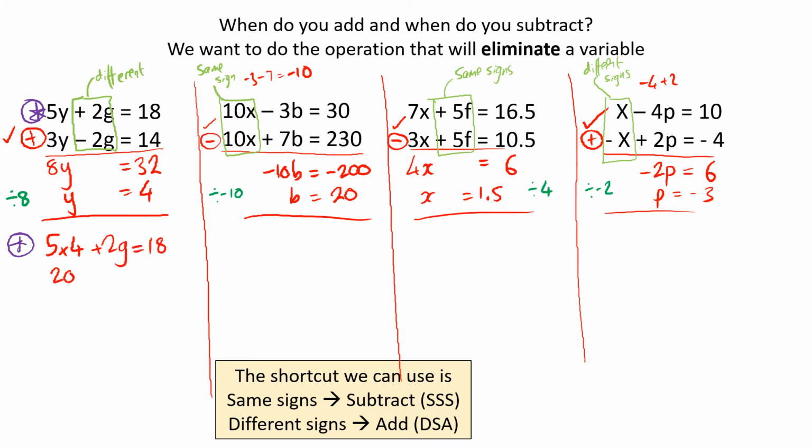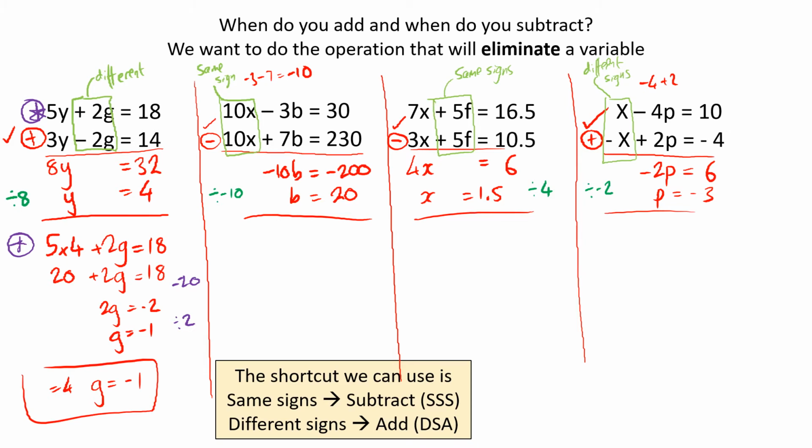And that'll give us 20 plus 2g equals 18. And then this is just an equation, and you've solved equations like this many times. Take away the 20 to get to 2g is minus 2, and then divide by 2 to get us that g equals minus 1. So our answers there are y equals 4 and g equals minus 1. Now y and that g look very similar. There we go. What about for the next one?